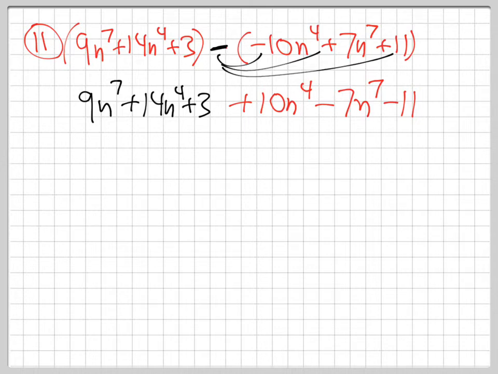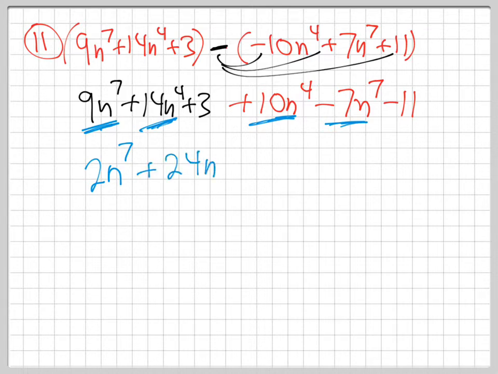Now there's no more parentheses. Remember, when things from the outside of parentheses go in, they drop off. So now we combine like terms. So 9 into the 7th, take away 7 into the 7th: 2 into the 7th. 14 into the 4th, and 10 into the 4th: 24 into the 4th. Is that good? And finally, plus 3 minus 11, minus 8. Are we doing that good?